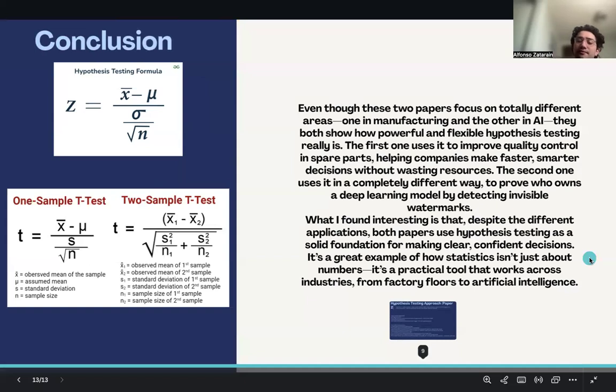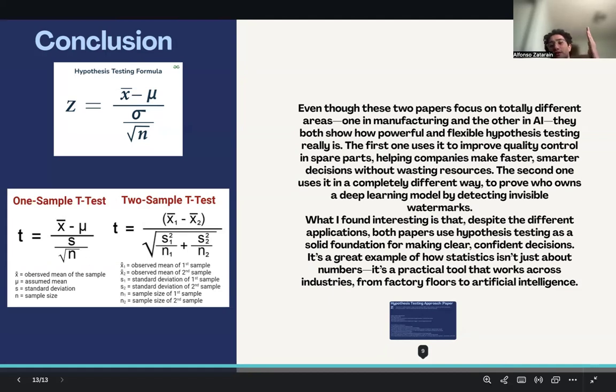Well, for my conclusion, even though these papers are in completely different fields, they both prove that hypothesis testing is incredibly adaptable, as I already mentioned. In the first case, it helped manufacturers make smarter inspection decisions. In the second, it helped protect the ownership of AI models. What really stood out to me is how something as structured as a hypothesis test can be used in such creative and practical ways.